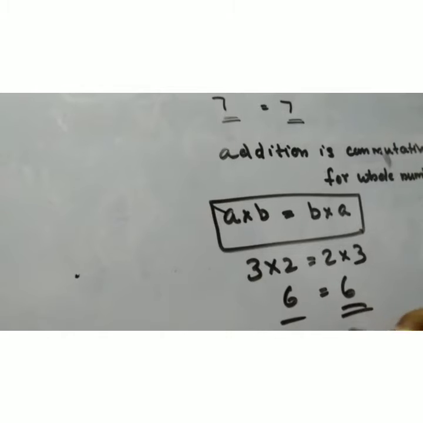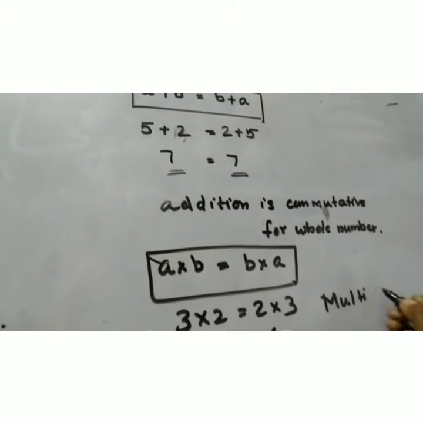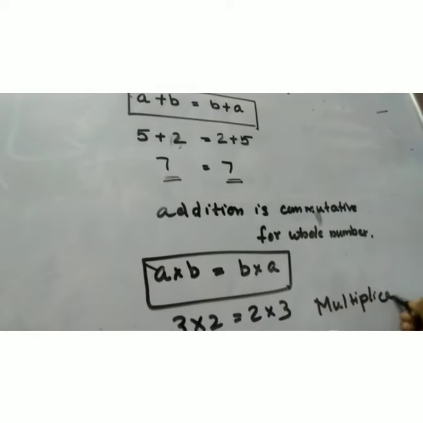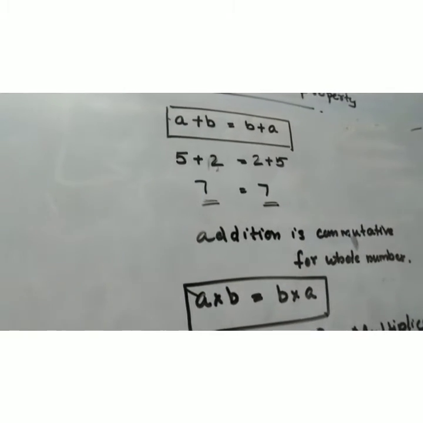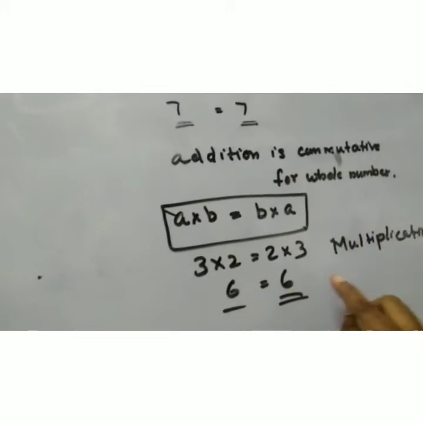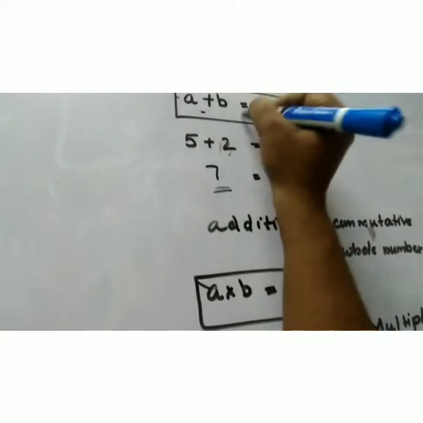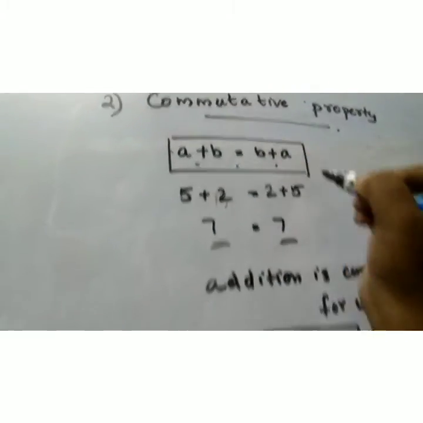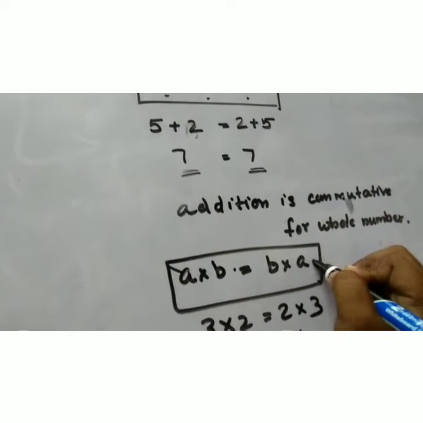The two answers are the same. That means multiplication is commutative for whole numbers. In the commutative property, addition is commutative for whole numbers and multiplication is commutative for whole numbers. That means A plus B is equal to B plus A, and A into B is equal to B into A.